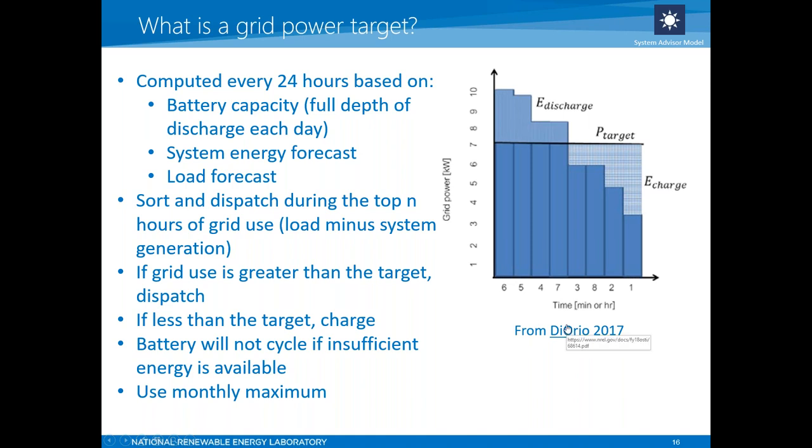And if you really want to get into detail on this, there's a technical report from 2017 by Nick DiOrio that explains this in great detail. So generally, if the grid use is greater than the target, the battery will dispatch. If it's less than the target, charge. The battery will not cycle if insufficient energy is available. And then we attempt to maintain the grid use target throughout the month, since there's no value to be gained by shaving lower peaks.